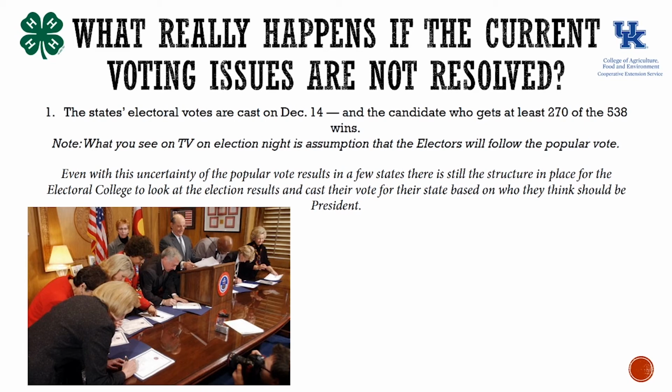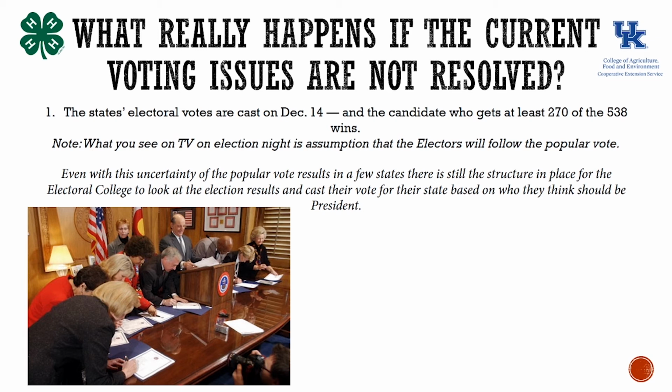And those steps run deep. So number 1, the state's electoral votes are cast on December the 14th, and the candidate who gets at least 270 of the 538 votes for the Electoral College wins. Now note, what we see on TV on election night is assumption that the electors will follow the popular vote, okay? Because the electors don't vote till December the 14th, so how on November the 3rd could they say Kentucky is going to go to Donald Trump?